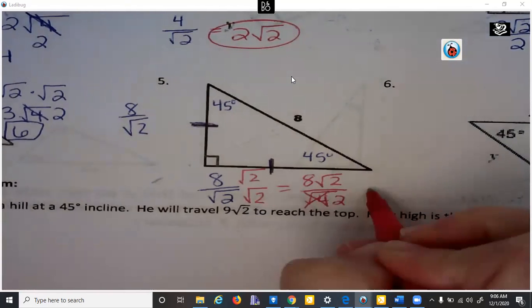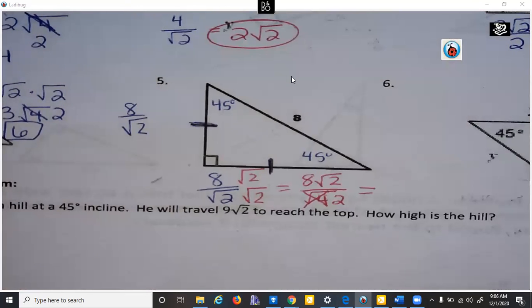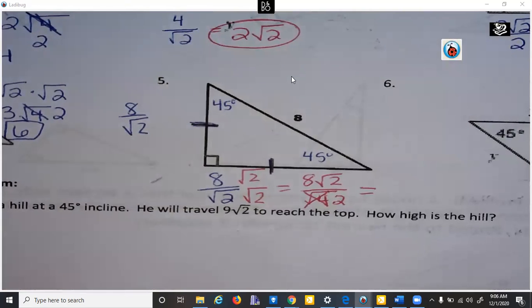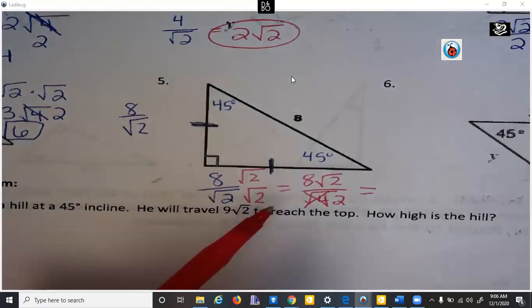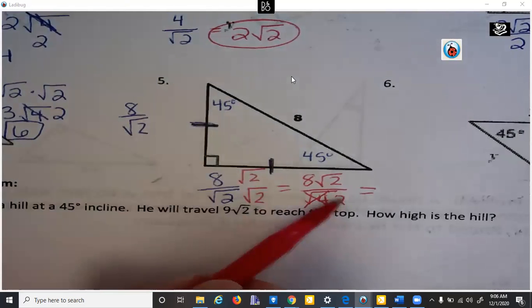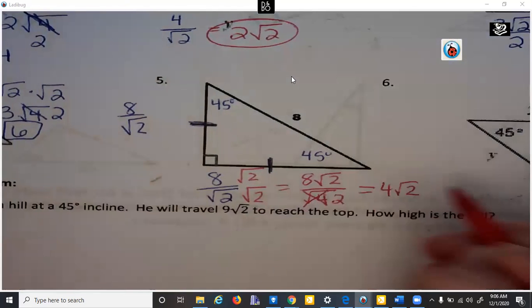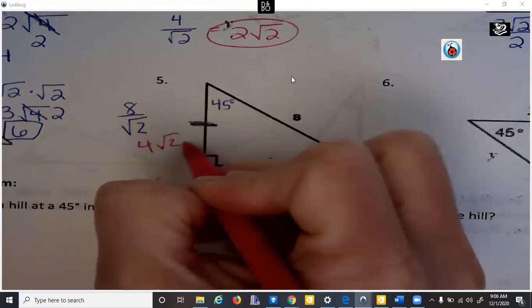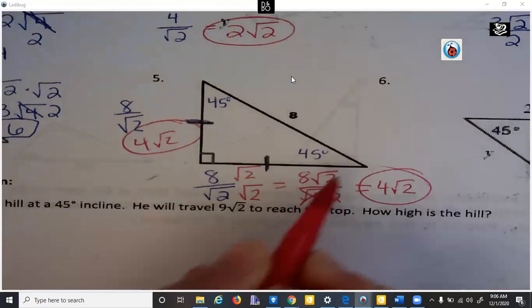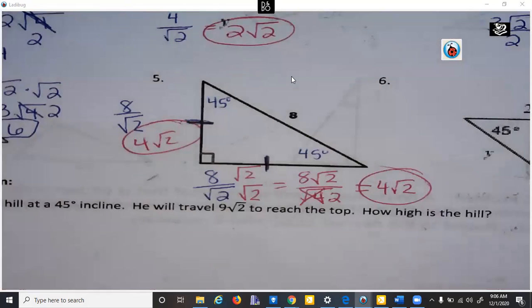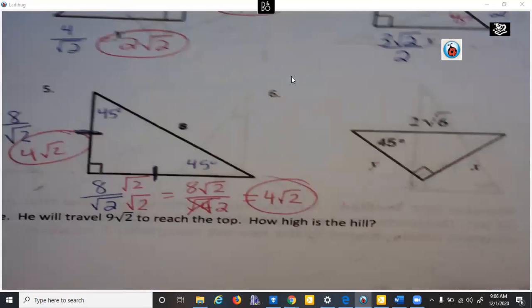And I can do one last step. Anybody know what I can do last? Divide the outside numbers. Good, divide the outside numbers. So I get 4 root 2. And so that would be your final answer for this one too. So your 2 legs are 4 root 2. Okay. All right, number 6.